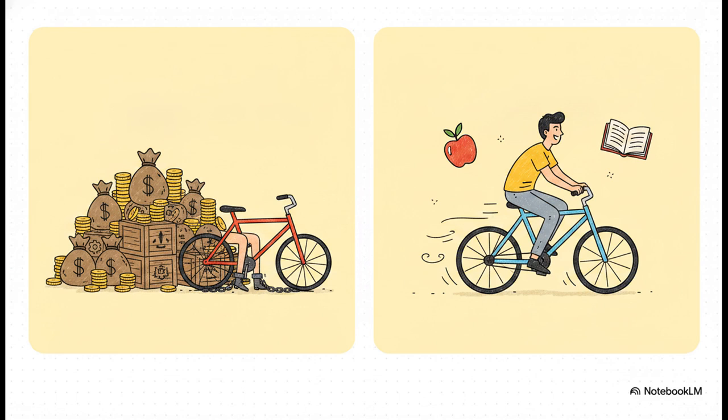Think about it. A bicycle is a great resource, but it's totally useless to someone who doesn't have the physical capability or the freedom of movement to actually ride it. So justice asks, what are people actually capable of doing and being? This framework is incredibly influential. In fact, it directly underlies the UN's Human Development Index that we still use today.